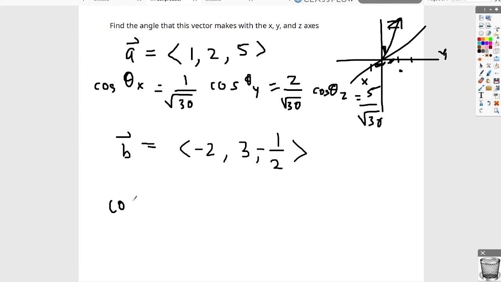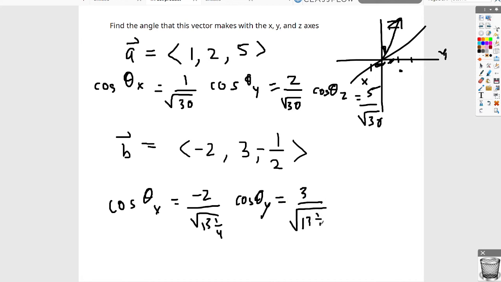Same thing for here. Cosine of theta x is minus 2 over root, this time it's 2 squared plus 3 squared plus negative 1/2 squared, which is 13 and 1/4. Cosine of theta y is 3 over square root of 13 and 1/4. And cosine of theta z is negative 1/2 over square root of 13 and 1/4. And that's how you calculate your direction angles, direction cosines.